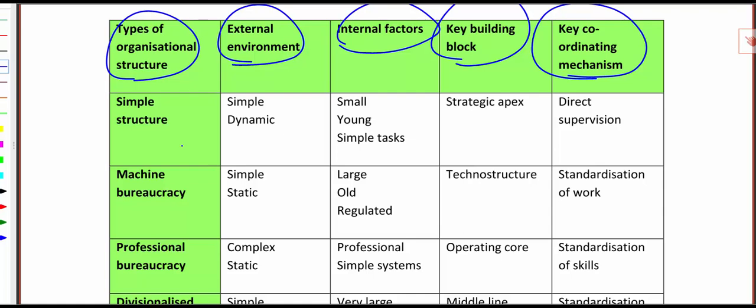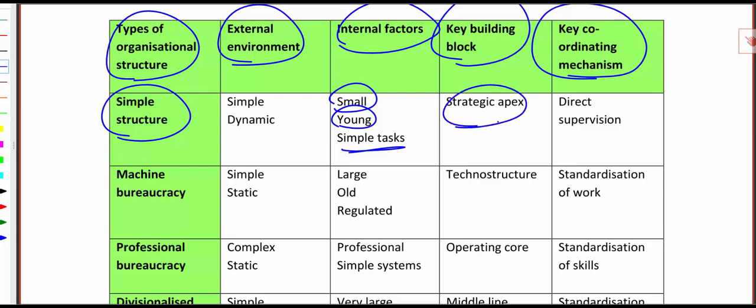you can see that a simple structure, well, what kind of company this is going to be. Well, likely to be quite small, likely to be not particularly old, so quite a new business, and involved in performing simple tasks. Now the key area, according to Mintzberg's model here, would be the strategic apex, so ensuring that top level management and direction is key, and that leads on to that key coordinating mechanism, where you really have to have that direct supervision. So it's not such a big company that you can't have that direct supervision, so you're able to carry on.